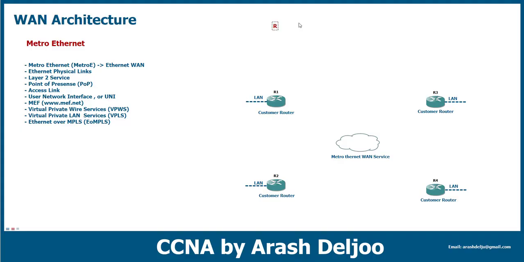For example, we have R1 and R2, and we want to connect these two branches to each other. Here we have one LAN. This is branch 2 and this is branch 1. Branch 1 is connected to router 1, and branch 2 is connected to router 2. Router 1 is the edge router of branch 1, and router 2 is the edge router of branch 2, and we want to connect these two branches to each other.